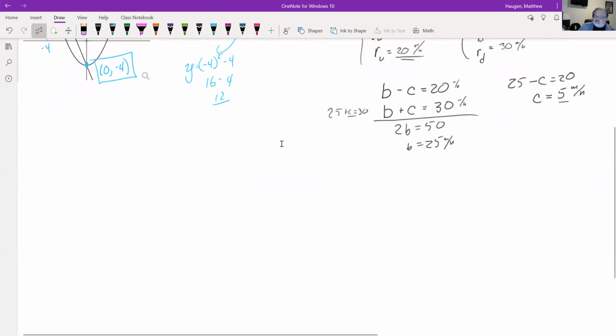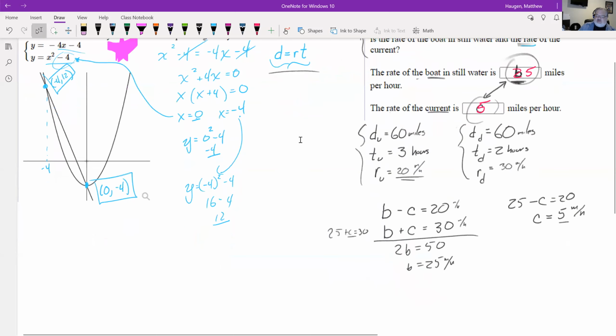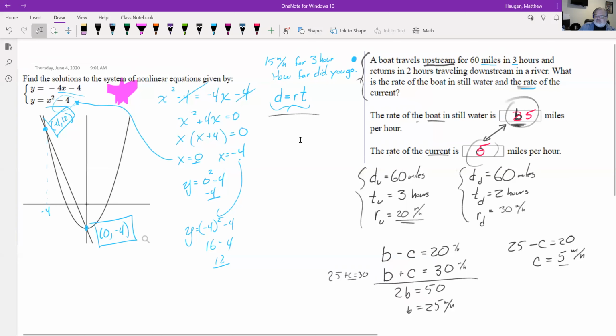So any questions about that? Those are, ideally, moderately straightforward. But making sure the distance equals rate times time equation gets into the mix when you're dealing with these rate problems is important. This one wasn't too bad in that sense, because we just needed to use it to find those rates. Other types of problems can be a little more involved, but making sure that relationship gets into the problem is helpful.